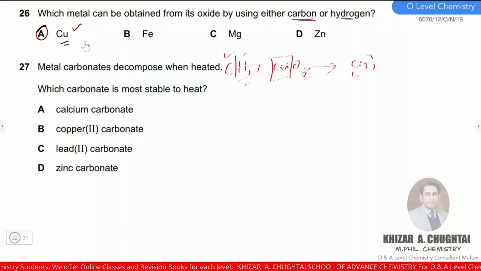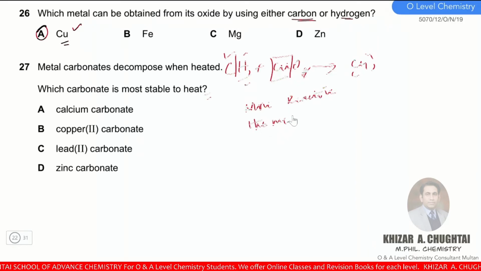Which metal carbonate decomposes when heated? Metal carbonate decomposes when heated. Which carbonate is more stable to heat? You know, the more reactive the metal, the more stable its compound.